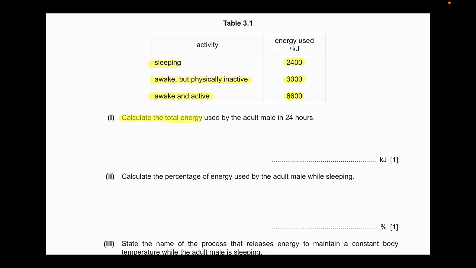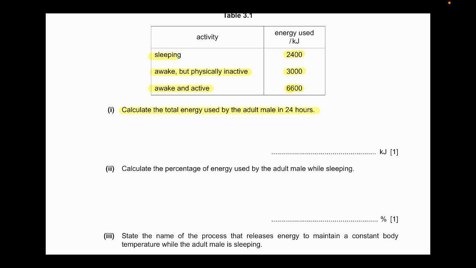All right. So calculate the total energy used by the adult male in 24 hours. So in 24 hours, the adult will use 2400 plus 3000 and 6600. So that's the total amount that he uses within the day. All right, so that is equal to 12,000 kilojoules.